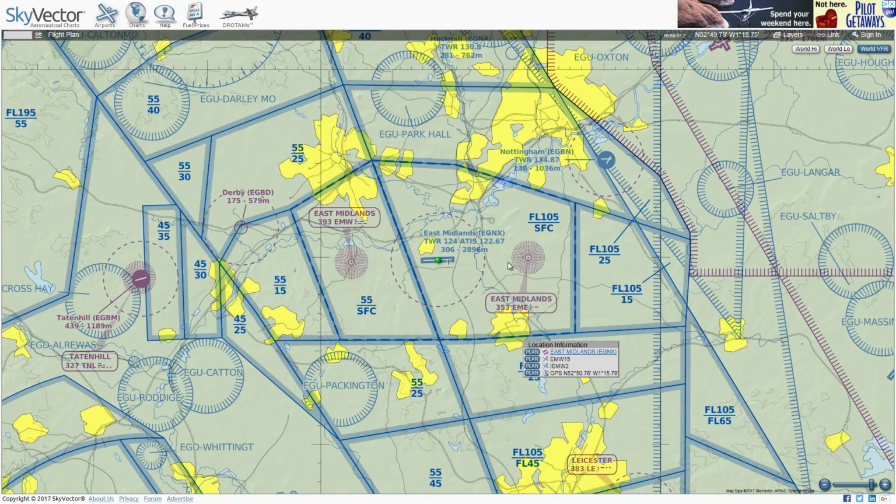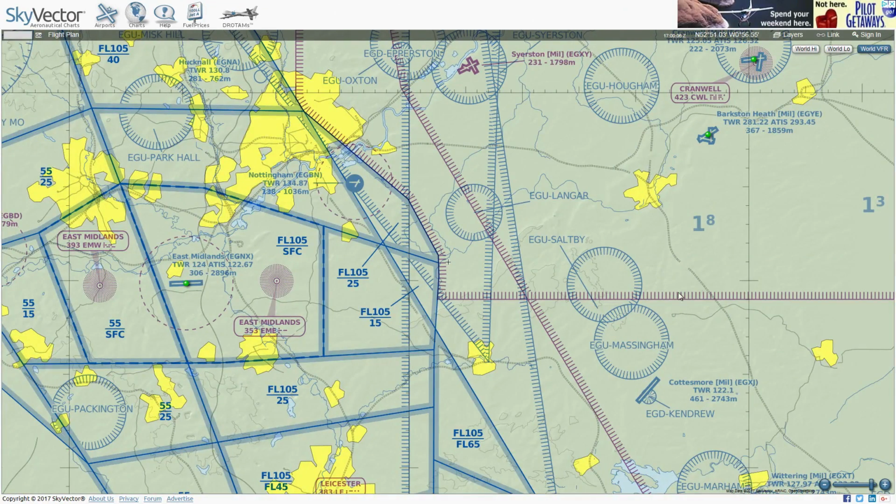Let's get on with this. So let's get out of that. The first thing I'm going to point out on the VFR charts very quickly is we're going to be ignoring these blue lines, these dashed lines, these lines here.